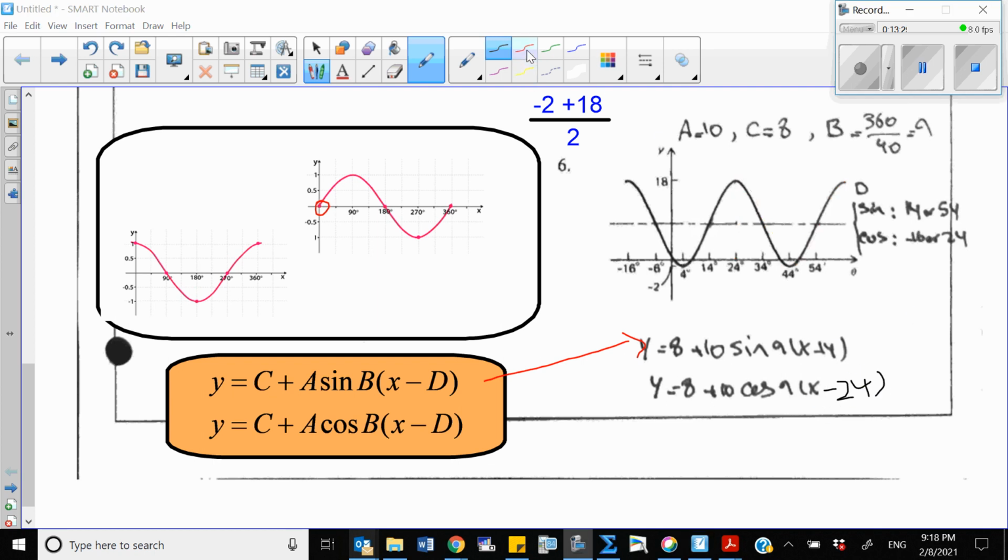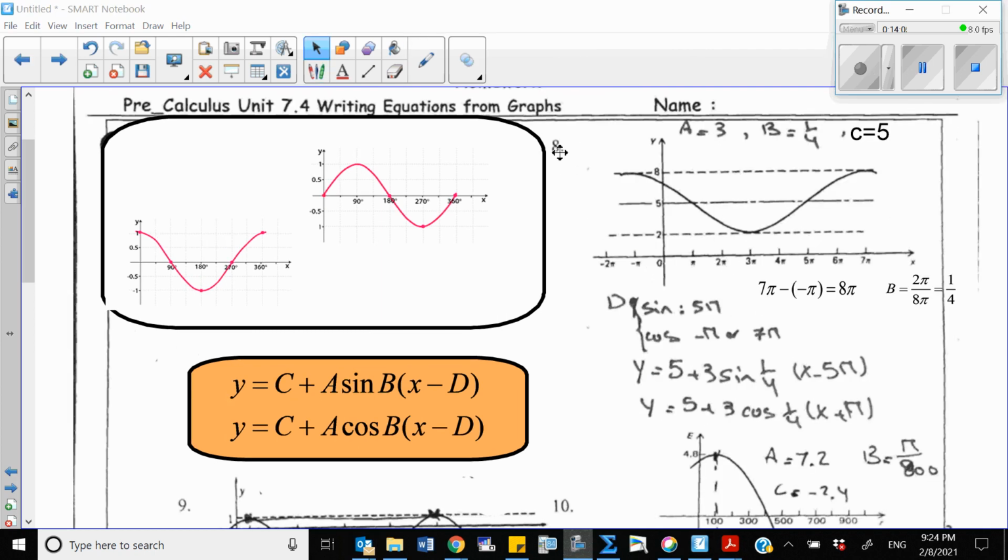You could also write another cosine that starts from here. Starts from this point, which is -16. So it's going to be 8 plus 10 cosine of 9x minus -16, which is x plus 16. As I said, you don't have only one unique answer. You have several different answers. You can write any of them that you want.